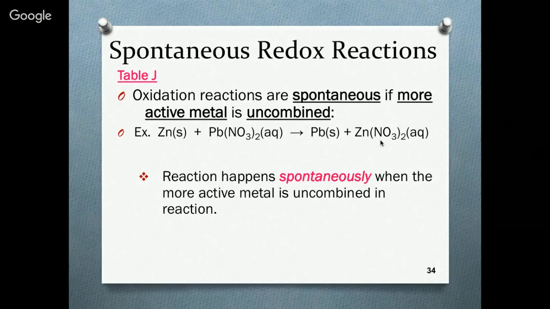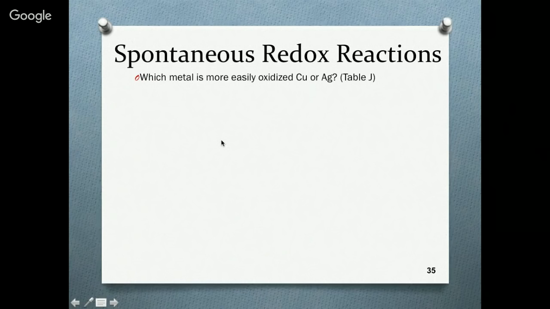As far as spontaneous, a reaction is spontaneous if the more active metal is uncombined. In the equation below, zinc is being added to lead nitrate. The one by itself, the uncombined one, is zinc. If the uncombined one is higher up on table J, the reaction will proceed spontaneously. Spontaneous means it goes on its own. So you find zinc and you find lead. If zinc is higher up than lead, then the reaction can happen.